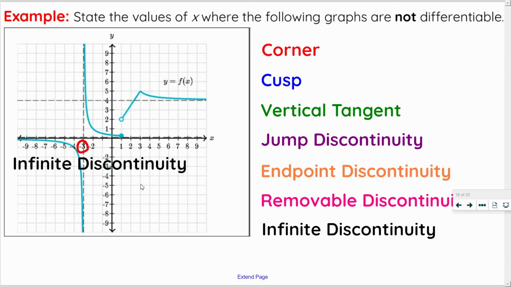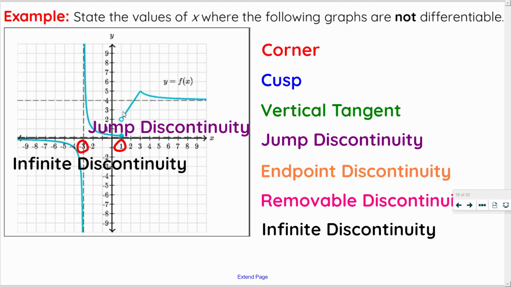Okay, I also know that the function is not differentiable at 1. Why? Because it's not continuous at 1, and if it's not continuous, it's not differentiable. And let's look at the reason there. I have a jump discontinuity. Okay, so jump discontinuity, not continuous, therefore not differentiable.